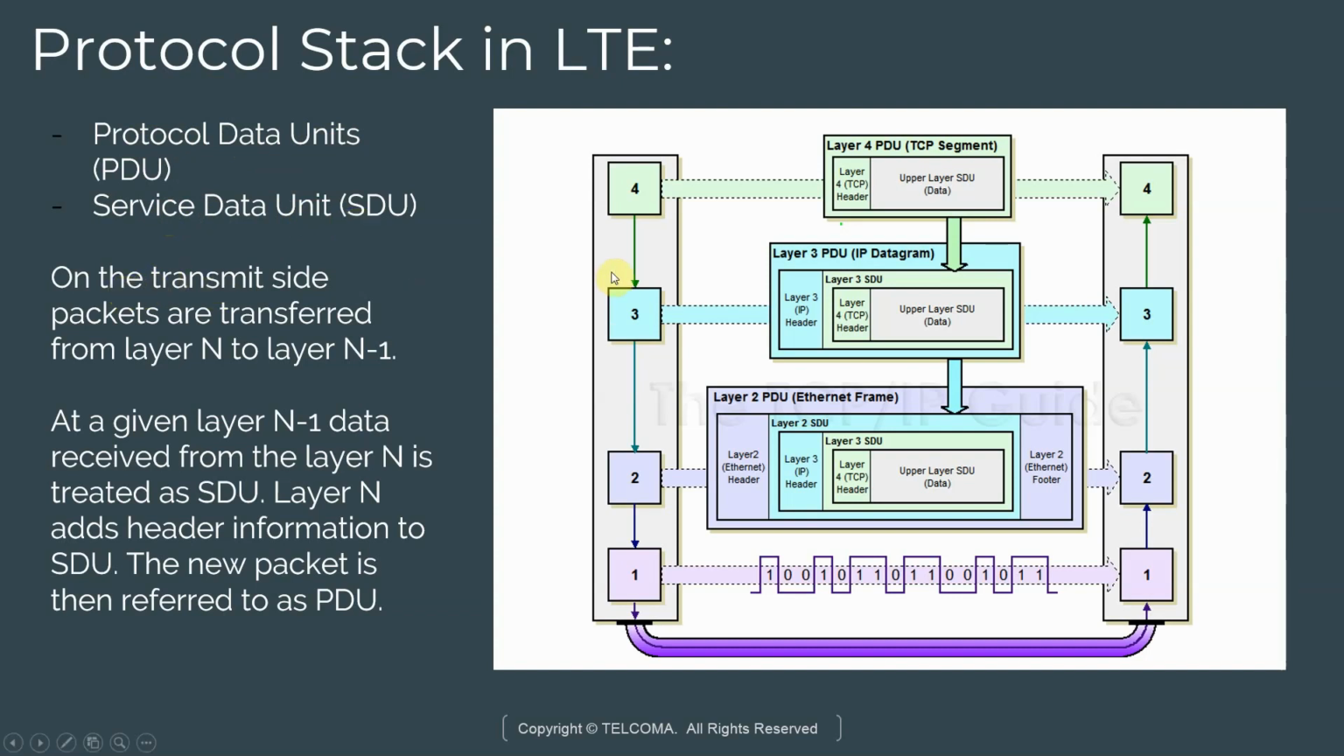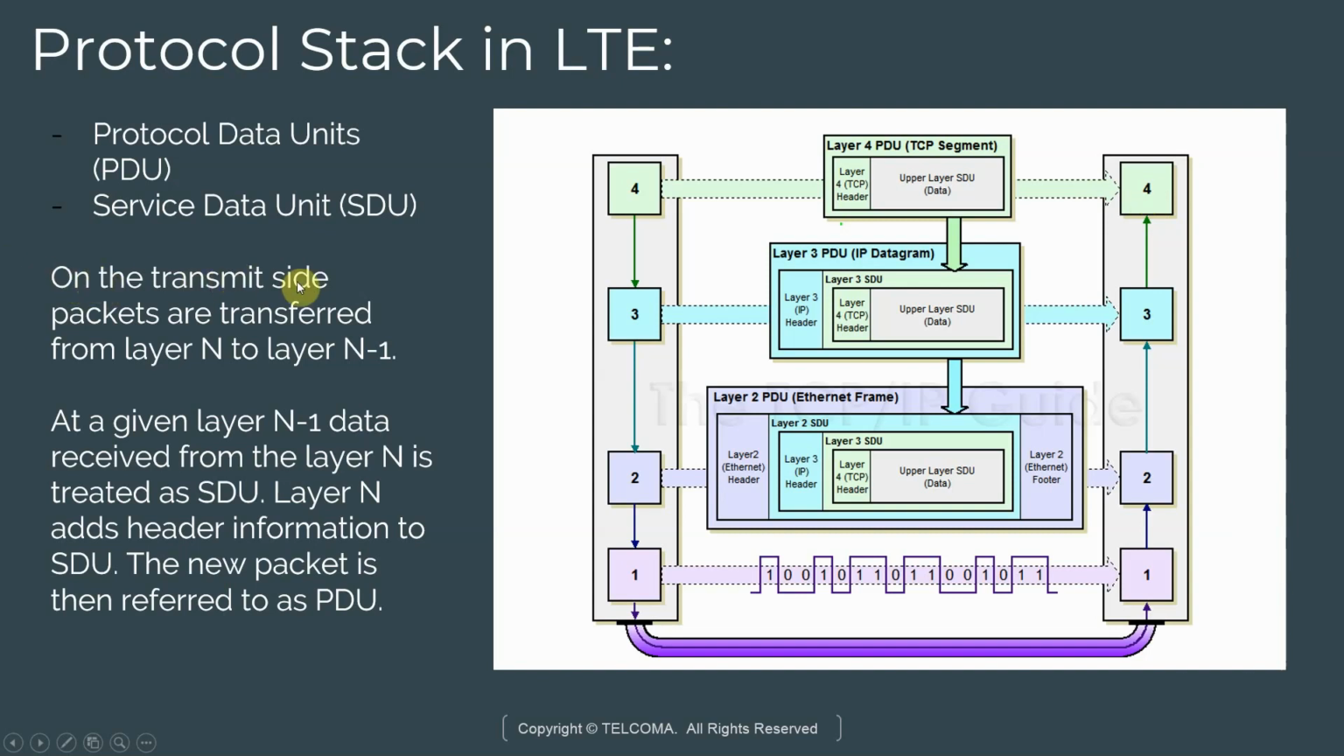On the transmit side, so this is the transmit side and this is the receive side. As it's an all IP packet based infrastructure, on the transmit side your packets get passed on from layer 4 to layer 3 to 1. They get transmitted, and then on the receiver they are received by 1, passed on to 2, 3, and 4. So again, this is the transmitter, this is the receiver.